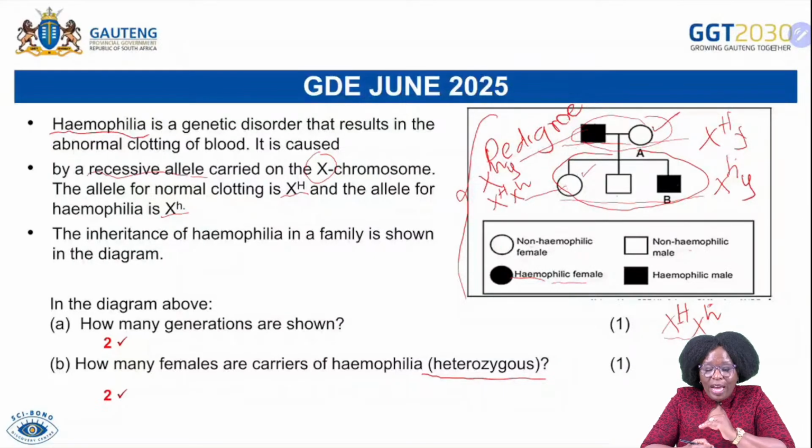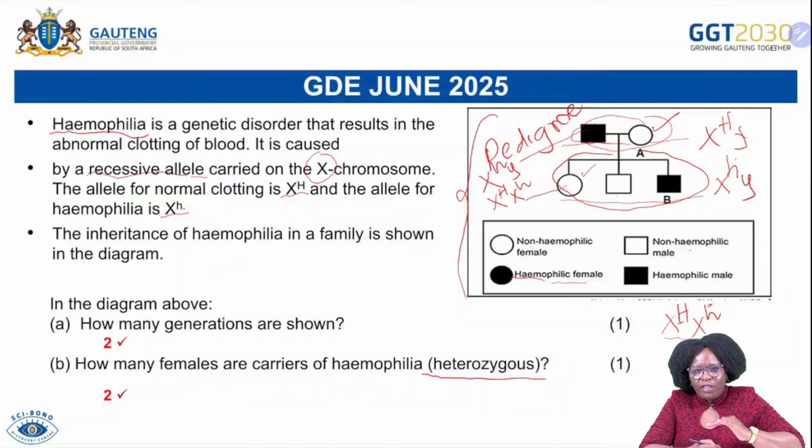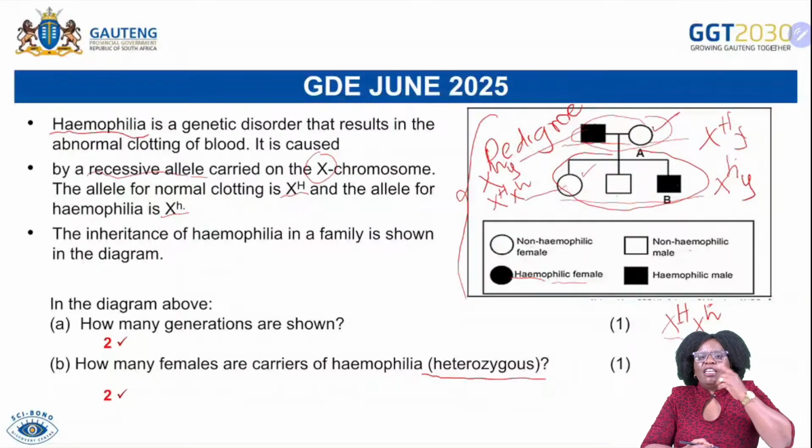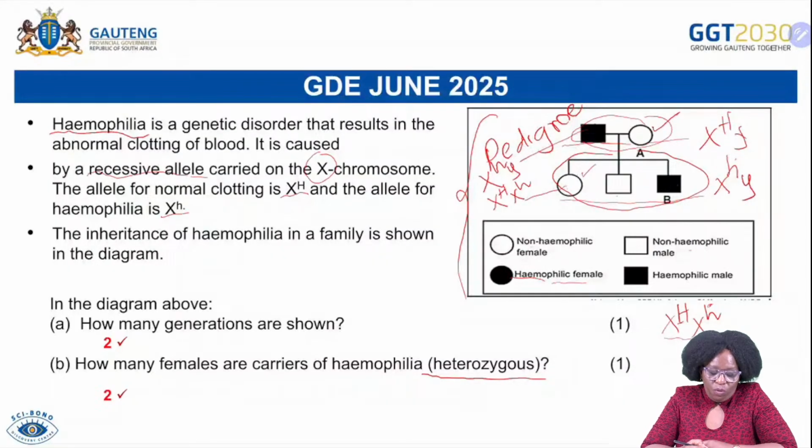So if you work on genetics problems, especially in a pedigree diagram, look at the offspring. Look at the outcome of the offspring. That is going to give you a guidance of the genotypes of the parents or the generation before.